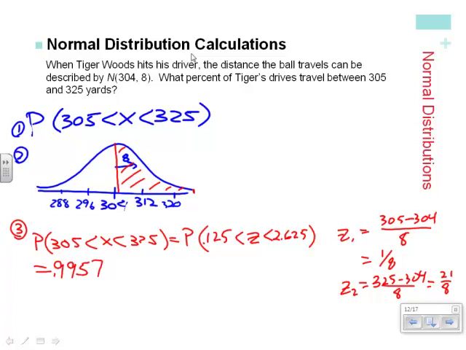0.9957 is our first number. Okay, 0.9957 is our first number. And now we have to do the same thing and look up, if we could, 1.25. But instead, we're going to look up 0.13.